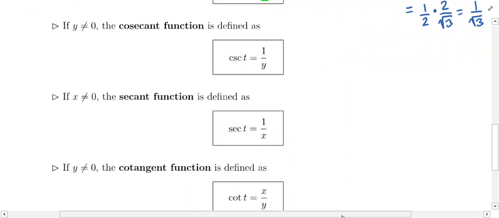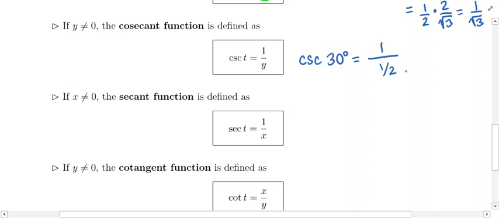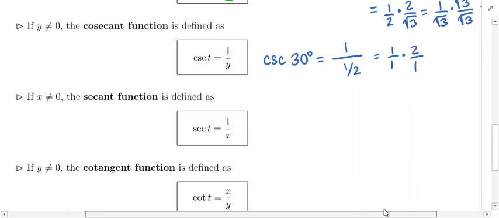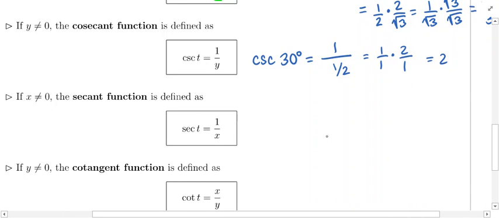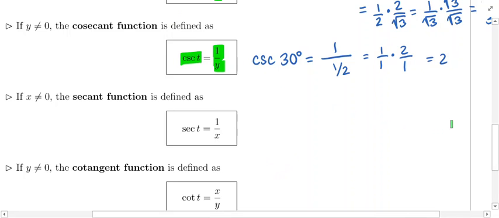If the y-coordinate is not equal to 0, the cosecant function is defined as the cosecant of t equals 1 over the y value. So if we wanted the cosecant of 30 degrees, we just need to do 1 over the y-coordinate. Going back to 30 degrees, the y-coordinate is 1/2, so you would do 1 over 1/2. That's 1 over 1, change to multiplication, flip the other fraction. So the cosecant of 30 degrees is 2. Just remember, cosecant is 1 over the y-coordinate.